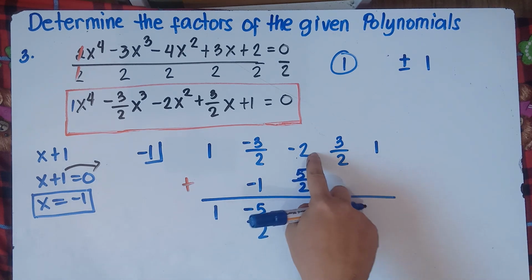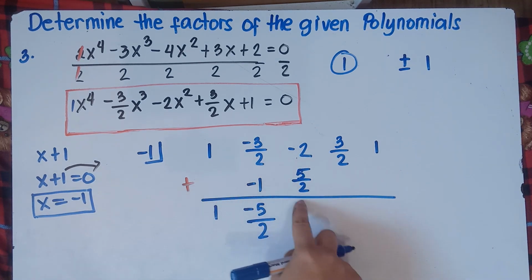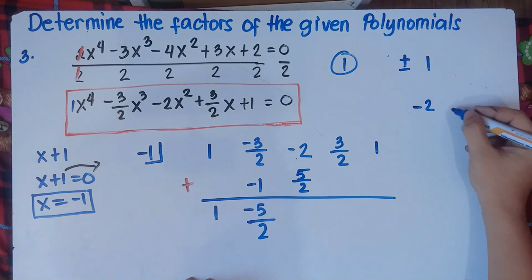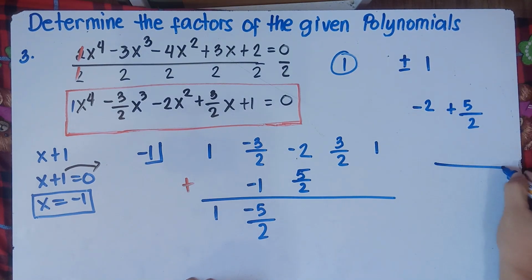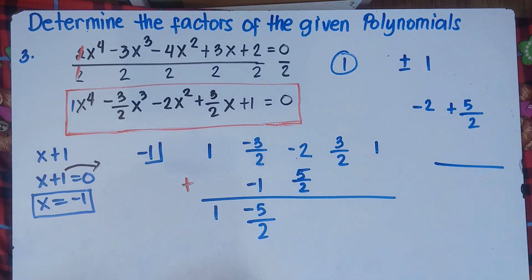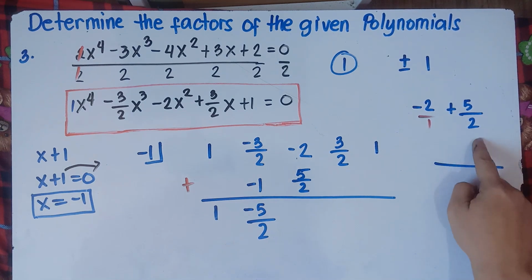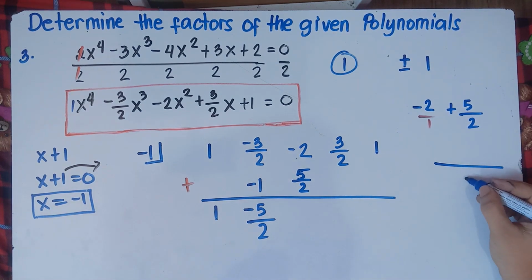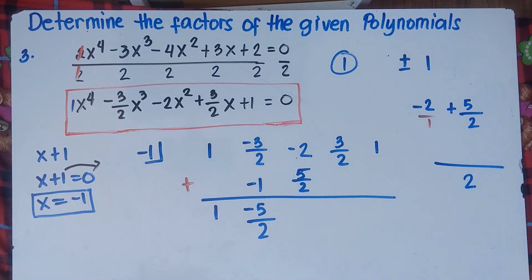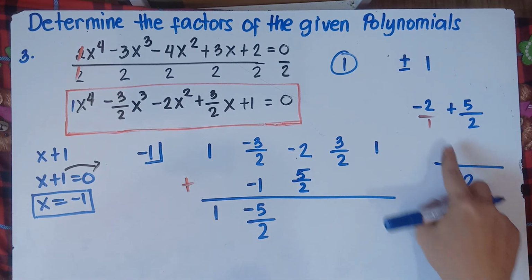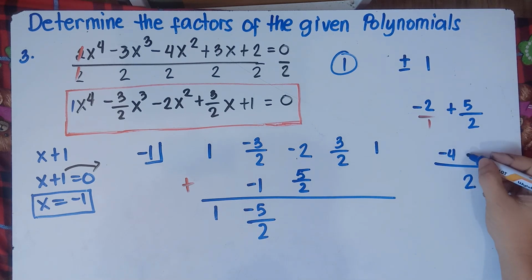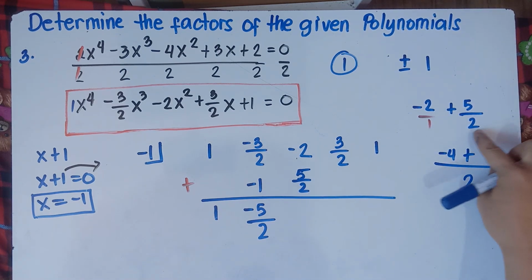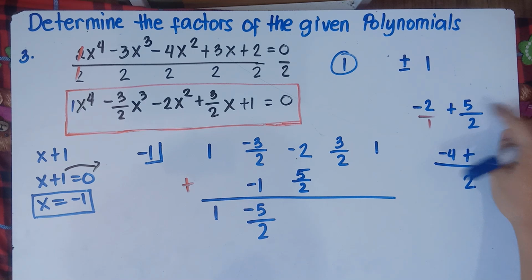Then you combine negative 2 plus 5 over 2. So once again, understand that there's a 1 here, so they don't have the same denominator. So find the LCD. The LCD is 2. Alright, and then you divide, 2 divided by 1 is 2 times negative 2, that's negative 4, plus 2 divided by 2 is 1 times 5 is 5.